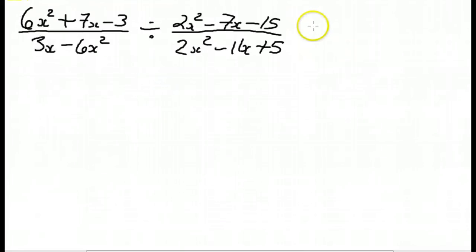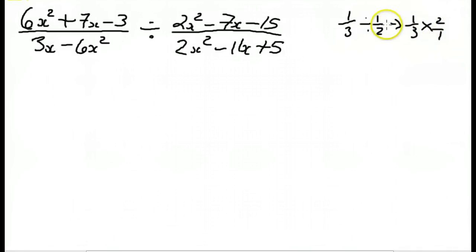Okay, division, dividing rational expressions. Now, before we do that, let's just remind ourselves, what does that look like if I have 1/3 divided by 1/2? That becomes 1/3 times 2 over 1. We multiply, we don't divide by a rational expression, we multiply by the reciprocal, giving us 2/3.